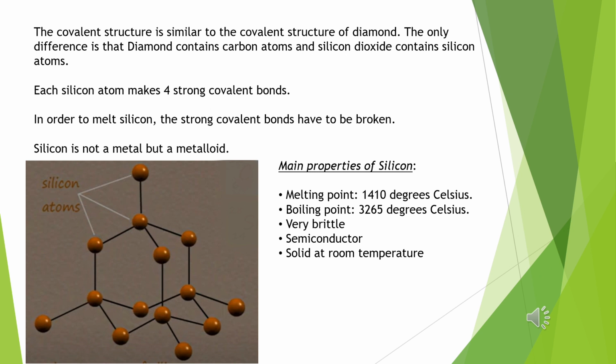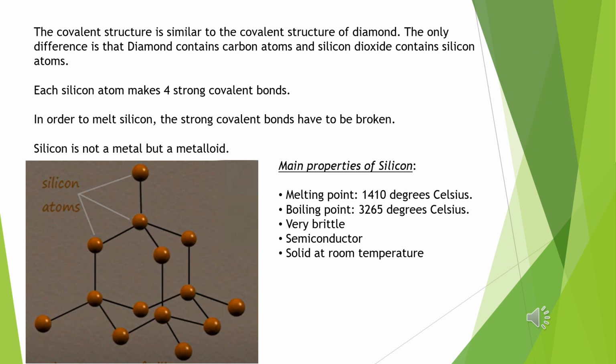The structure of silicon is similar to the covalent structure of diamond. The only difference is that diamond contains carbon atoms and silicon dioxide contains silicon atoms. Each silicon atom makes four strong covalent bonds. In order to melt silicon, the strong covalent bonds have to be broken.